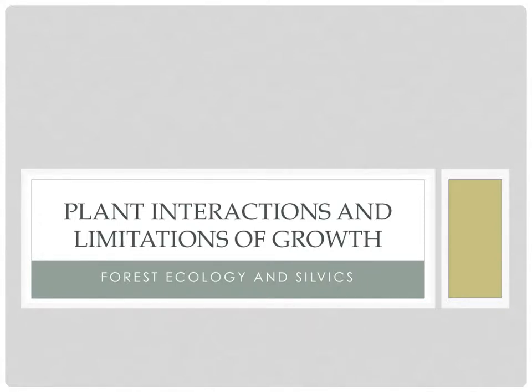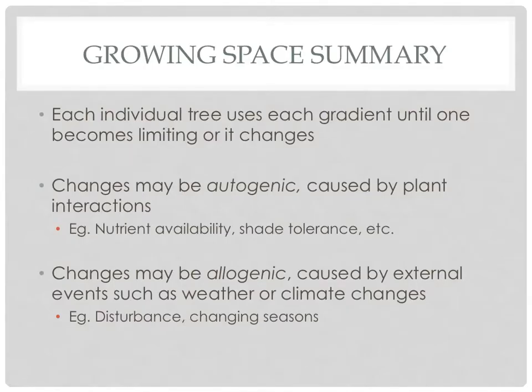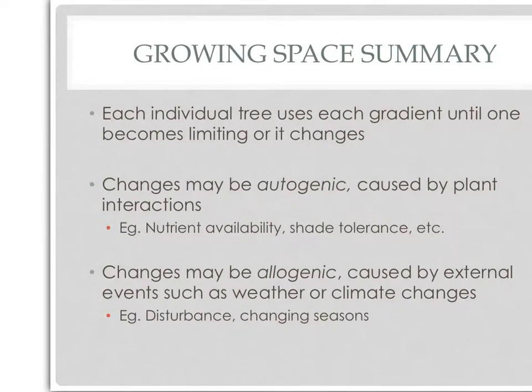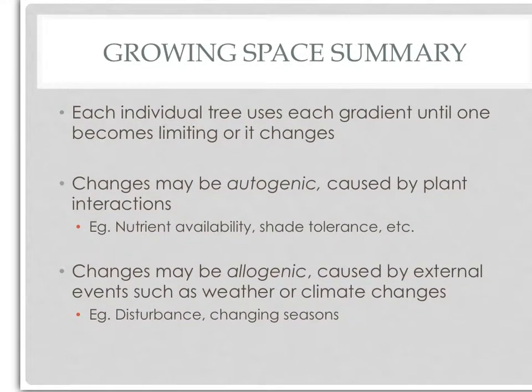And wrapping up plant interactions and limitations of growth. Each individual tree uses each gradient until one becomes limiting. Okay, so they use climate, moisture, site disturbances until something becomes limiting or something within those gradients changes.